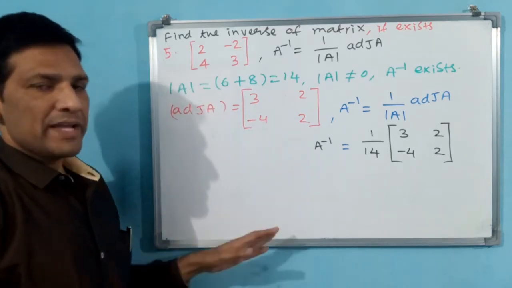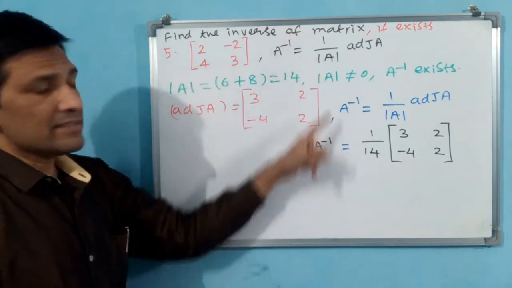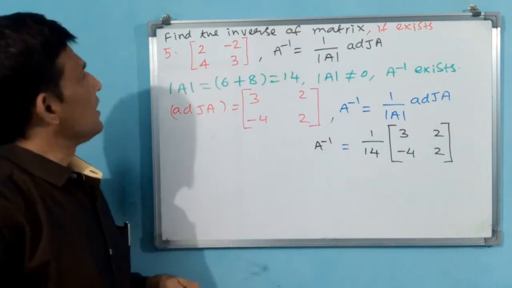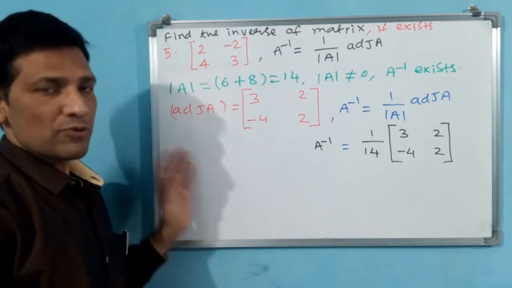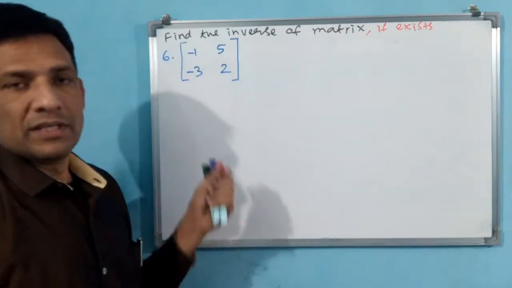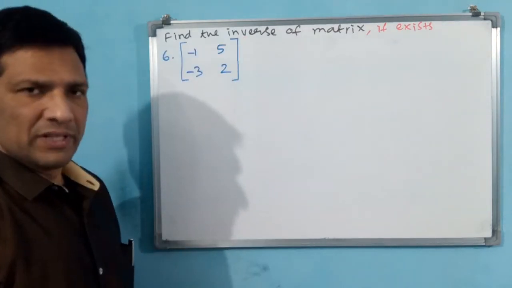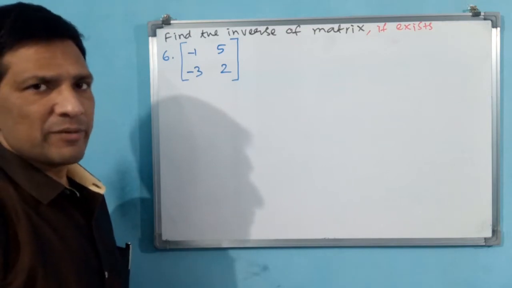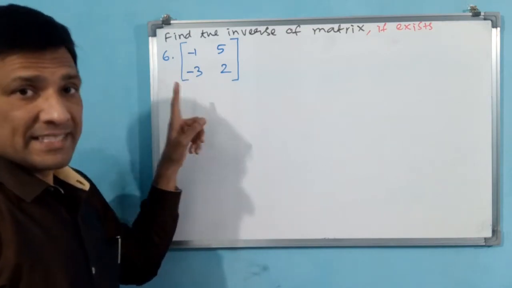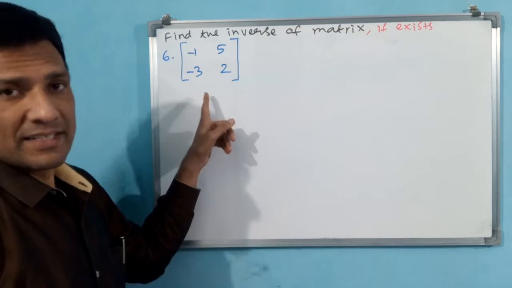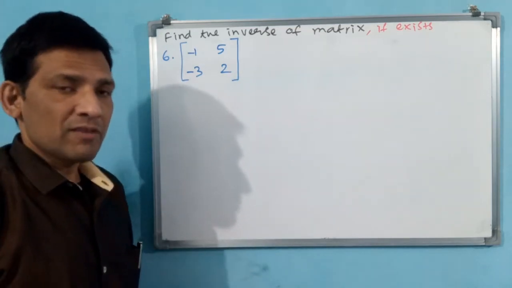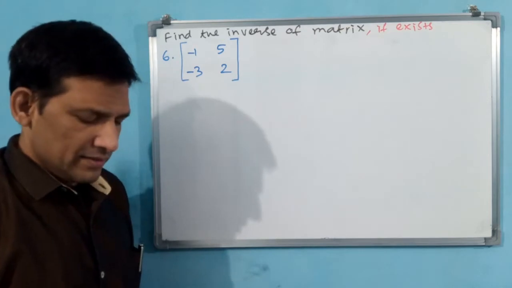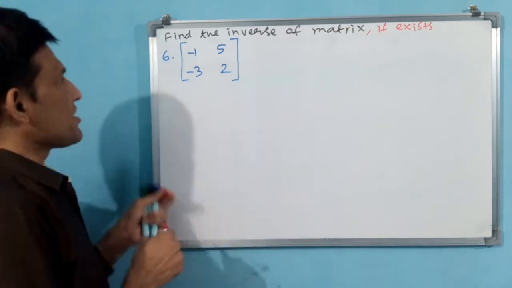See, up to the 9th question, we have to find this inverse only. Let us try to find the remaining questions. First note it down. The 6th question is also 2 by 2 only. This is also very easy, finding determinant A. First you have to consider this as A. Then find determinant A. If determinant A is not equal to 0, then only the inverse exists.